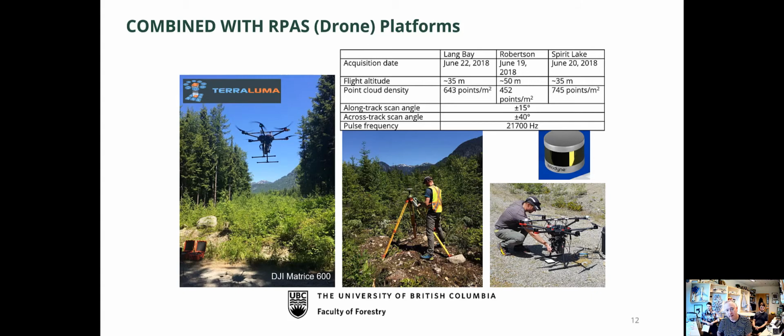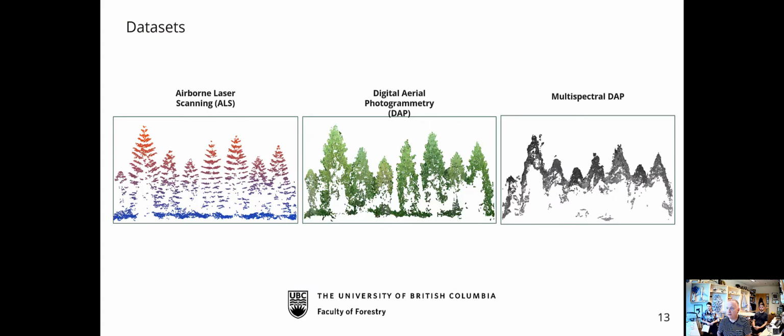These technologies can be put on planes, in some cases satellites, but often a new technology that we're using is drones, or remotely piloted airborne systems. These systems allow us to collect much finer resolution imagery than ever before, but also allow us to fly much more often, depending on when we want to fly, to build these data sets. Together, they're really revolutionizing the way we measure our forests. I'll now move to Francois, who will talk about our studies that we've been doing in British Columbia using these data sets.